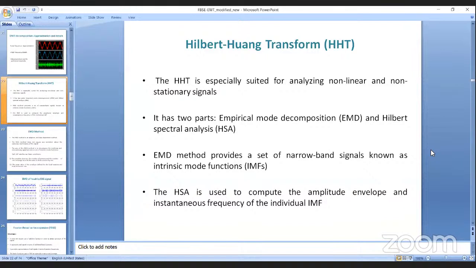So whatever signal, whether it's stationary, non-stationary, non-linear, linear, you just give the signal and it will decompose into a set of components, IMFs. And then Hilbert spectral analysis determines their amplitude envelope and instantaneous frequency. Like the sinusoidal functions, we assume that the amplitude and frequency are constant with time, and in case of the Fourier transform. Here we allow them to vary with time.